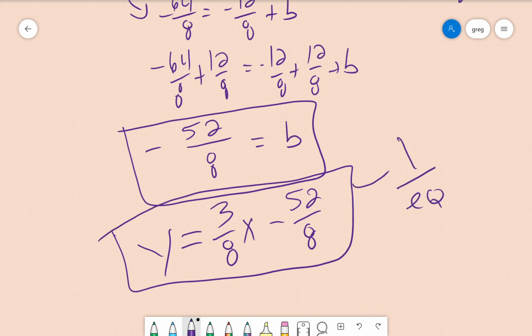That's how we do it. Same process: parallel, keep the slope, use the new ordered pair. Perpendicular, opposite reciprocal slope, use the ordered pair. Okay.